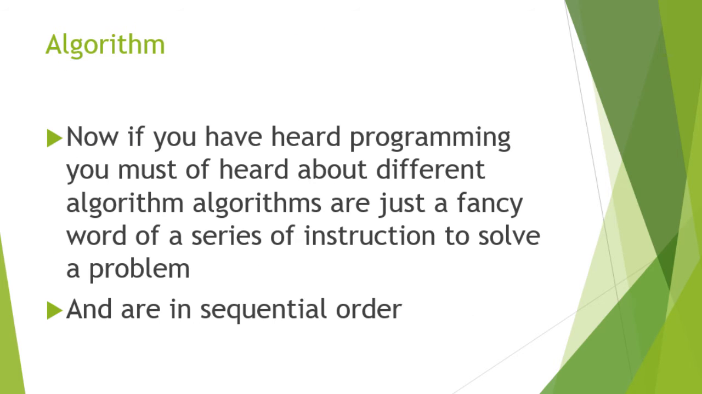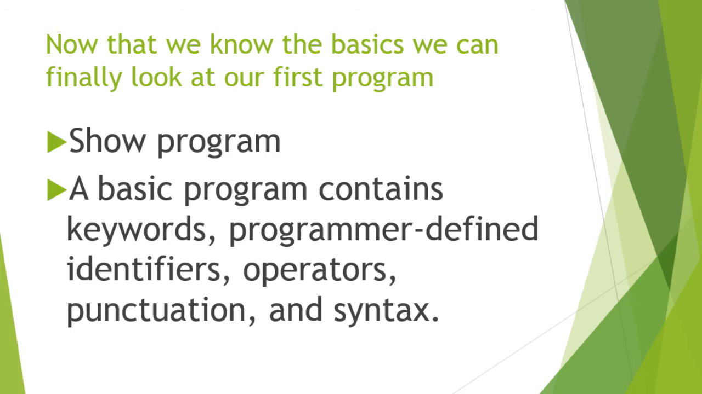So if you've ever searched up anything about programming and stuff like that, you probably heard of the word algorithm. And an algorithm is basically a set of steps that is used to solve a problem. Now that we know the basics, okay, a basic program contains keywords, program defined identifiers, operators, punctuation, and syntax, right?